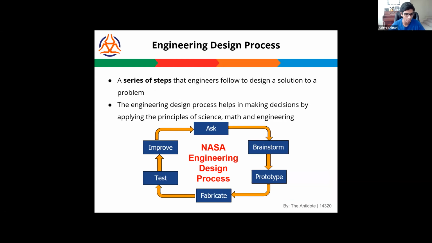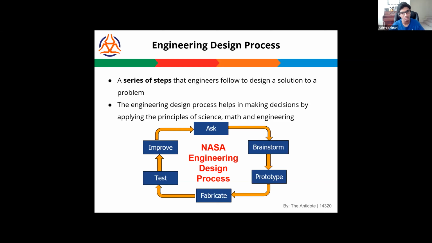So you might be wondering, what is the engineering design process? Well, a pretty simple definition is that it's a series of steps that engineers and teams follow to design a solution to a problem that they're having. The engineering design process helps in making decisions by applying the principles of science, math, and engineering. There's not a one size fits all engineering design process. Every team is going to have to find what works best for them.